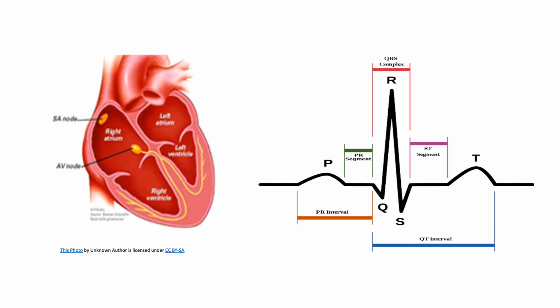The PR segment or PR interval represents the delay in the AV node, and the QRS complex represents ventricular depolarization, or ventricular contraction. Now, the repolarization of the ventricles is the restoring of the resting state. In the EKG, repolarization of the ventricles induces the T wave.